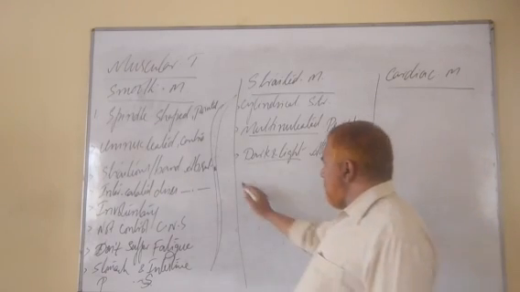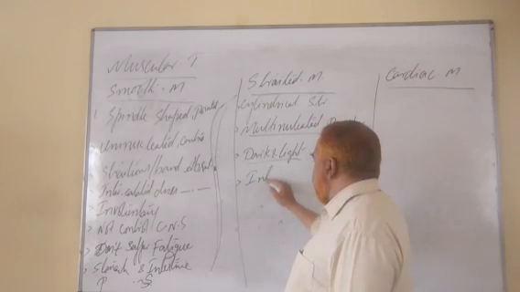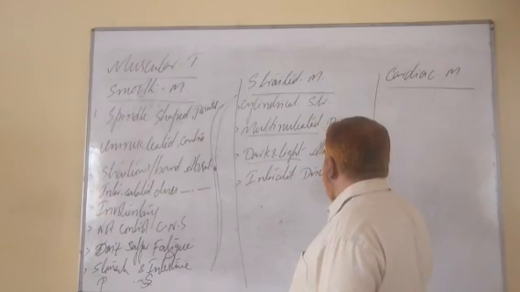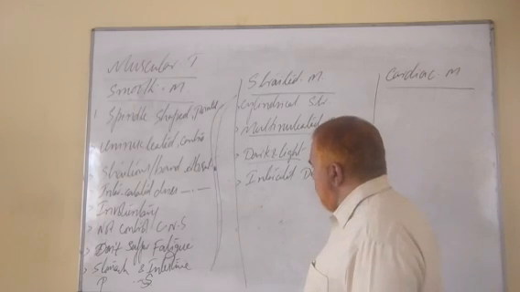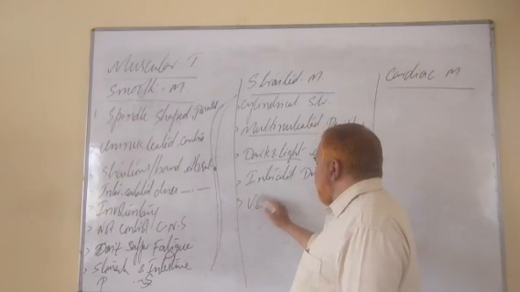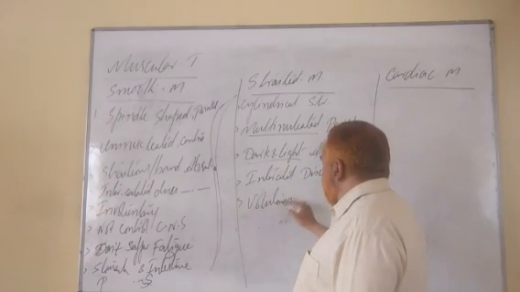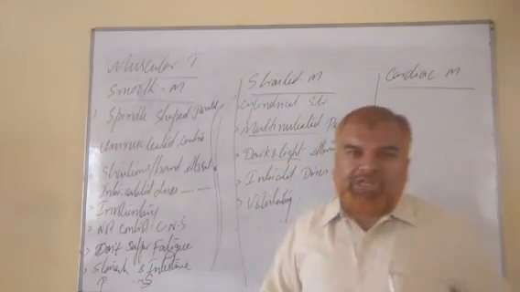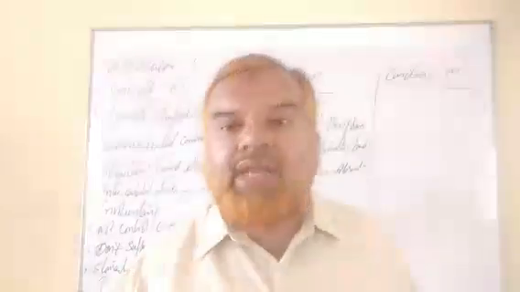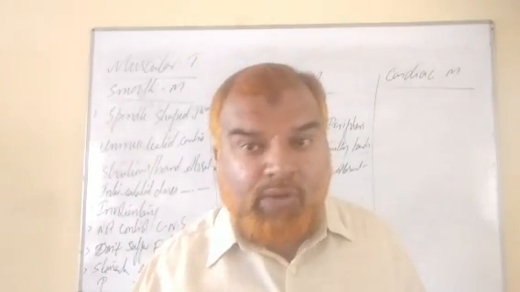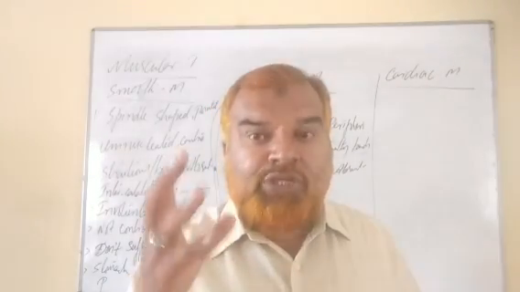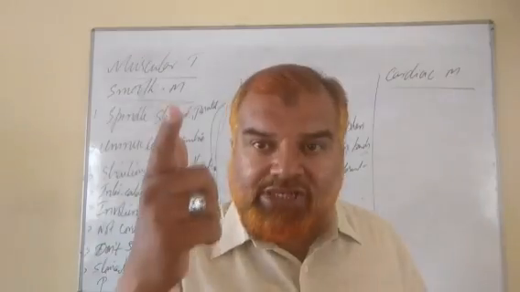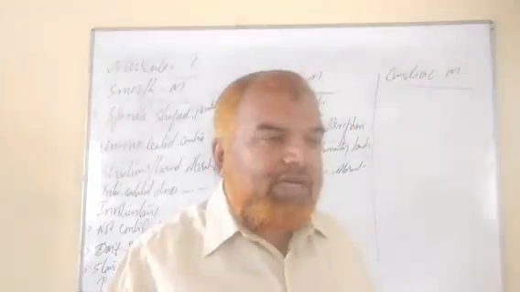Intercalated discs again are absent here. Then they are voluntary muscles. What do you mean by that? You can control them based on your wish, your will. Whenever you feel like, wherever you want, you can move these muscles. They are under the control of the central nervous system.